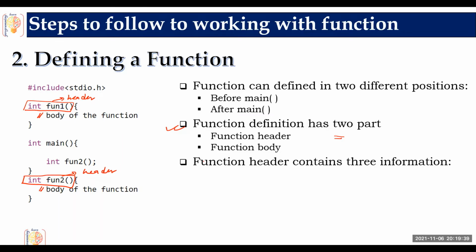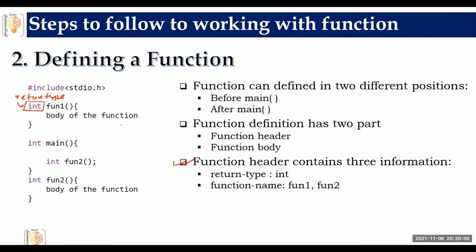Now look carefully at the function header. The function header contains three pieces of information. What are they? Let us see. First, the return type. Yes, the function header contains the return type. Second, the name. Yes, fun1 is the name of this function and fun2 also has a name. Third, the list of parameters. As of now it is empty.